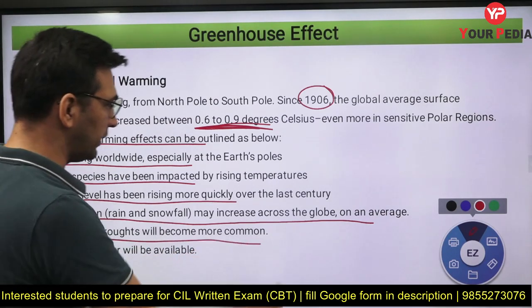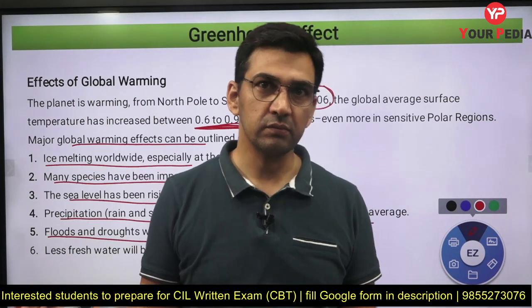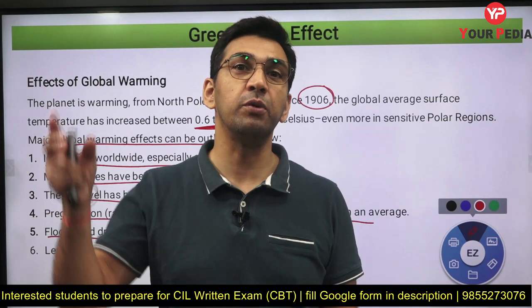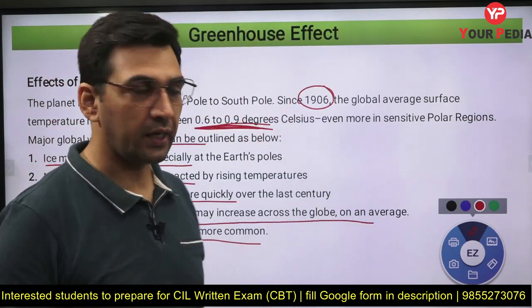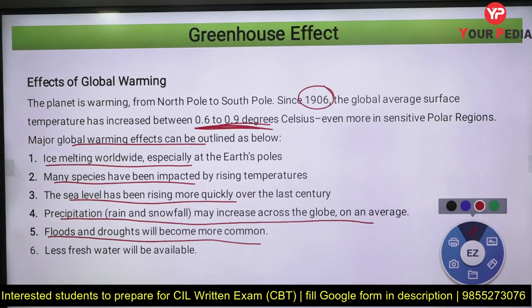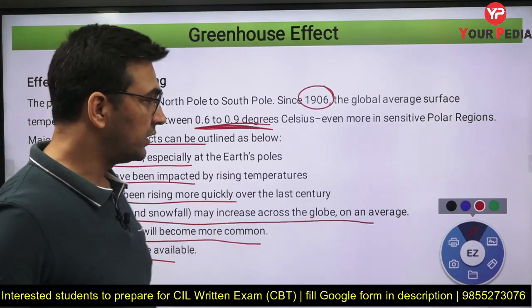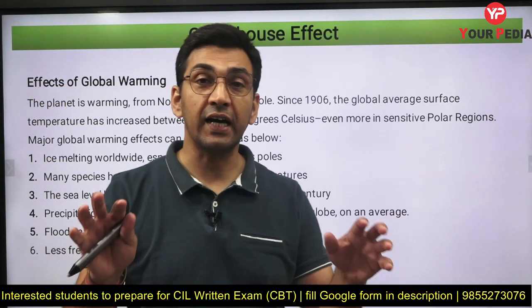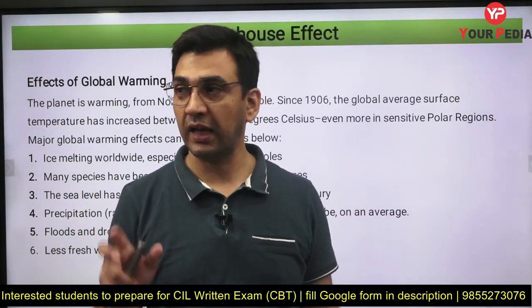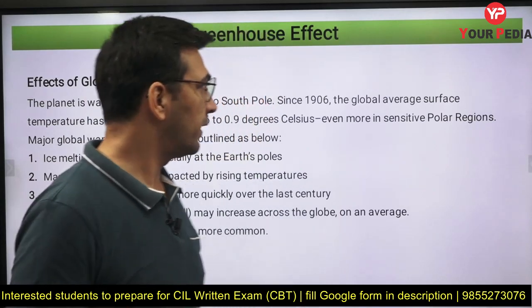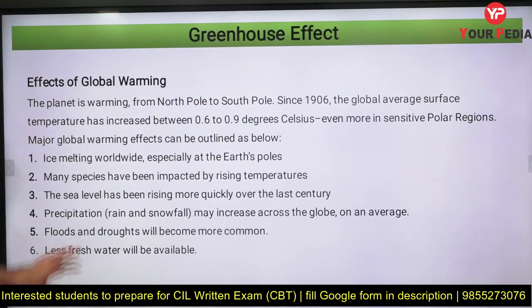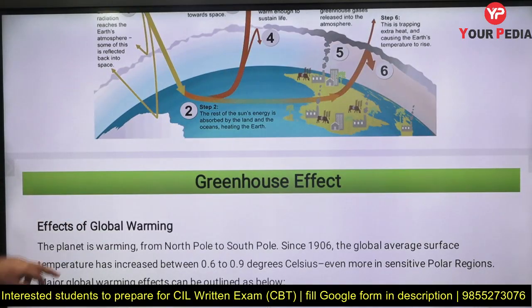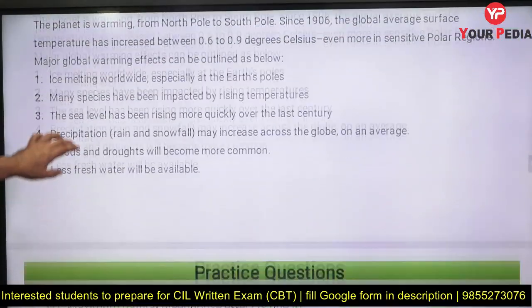Floods and droughts: obviously, in some areas, because of the change in rainfall pattern, there may be drought. In other areas, there may be flooding because of larger precipitation and melting of glaciers. And less fresh water will be available. This is general, that means in some areas there may be scarcity. These are some of the effects we have already seen, and over a period of time we are going to have a lot of problems. So these are the general effects of global warming. This is how you need to understand this topic.